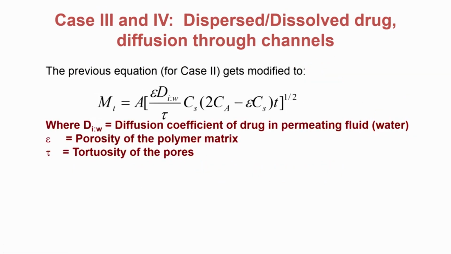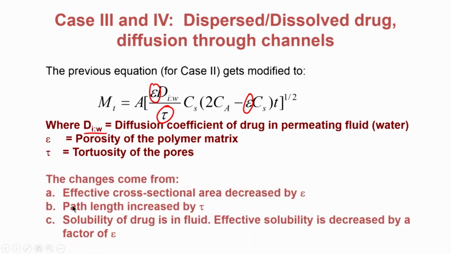It is again very easy: you can take equation 2 and just supplement it, putting in the tortuosity and porosity terms instead of the entire volume. Of course, the diffusion coefficient will also change, because this is essentially the diffusion coefficient of the drug in the permeating water. The water is actually going in and taking it out, so it has to be the diffusion coefficient in water, not in the polymeric membrane itself.